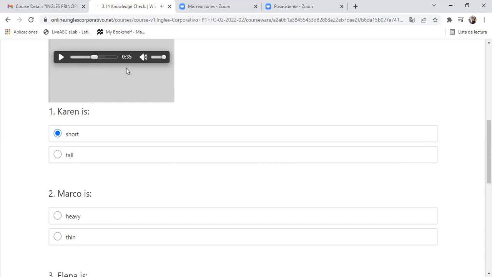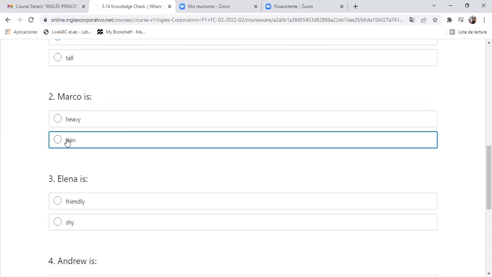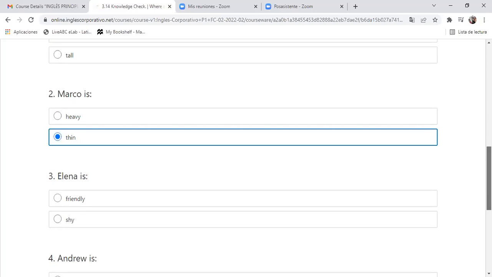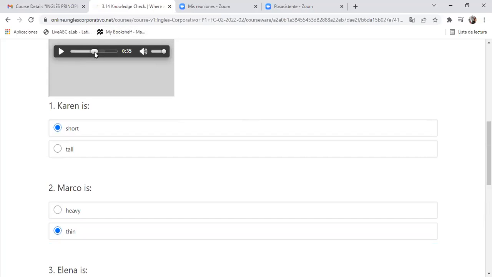Okay, how is Marco? Thin. He's cute and? Thin. Yeah, thin. Okay. Very good, thin. And now, Elena, friendly and shy. Let's see how Elena is, if she's friendly or shy.